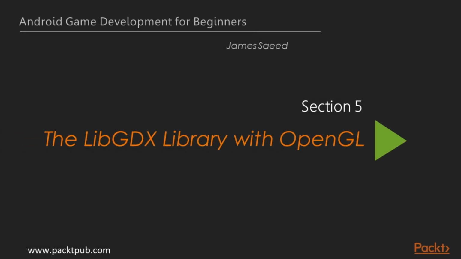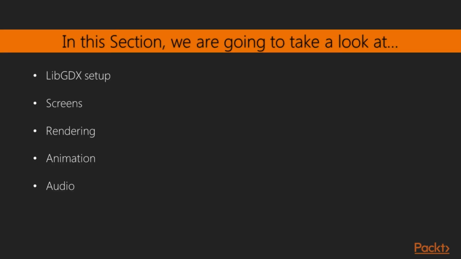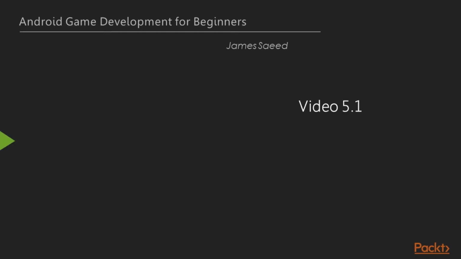Welcome to the section on the Libgdx library with OpenGL. In this section, we're going to take a look at setting up our basic Libgdx game, looking at how the lifecycle of a Libgdx game works, and then going through the screen system, rendering using the orthographic camera, the sprite batch, and the shape renderer, using a sprite sheet to loop through an animation, and then looking at audio through sound effects and music. We're now going to take a look at creating a basic Libgdx app.